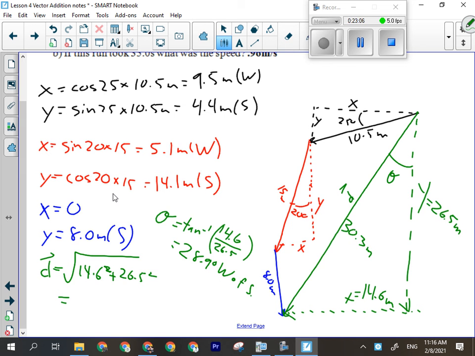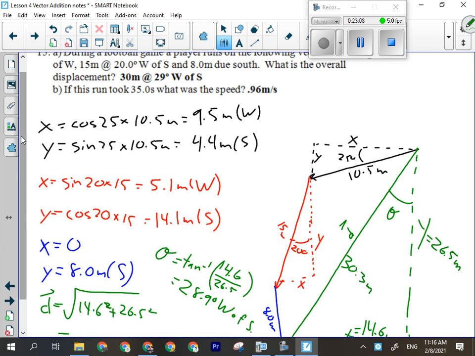Is that all they wanted? No. So we've got our overall here. We only have 2 significant digits, so it's 30 meters and 29 degrees west of south.